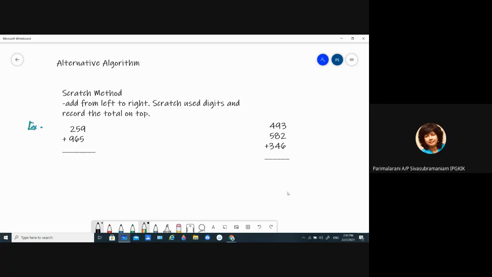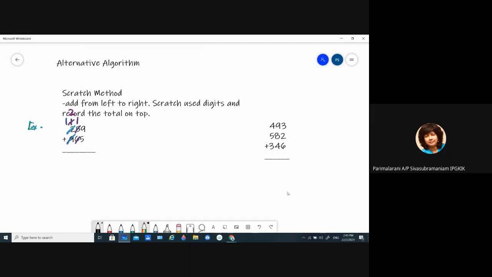So we start from the left-hand side. 2 plus 9 is 11. We've added both already, so we scratch it out. 2 plus 9 is 11. We write on top here 11. Okay, and then 5 plus 6. 5 plus 6 is 11, right? We write here 11. So we write 1 here. We cancel this and write 2, correct? 1 and 1 is 2.